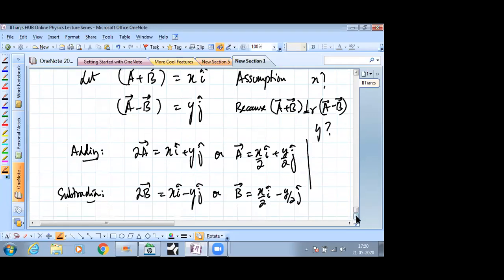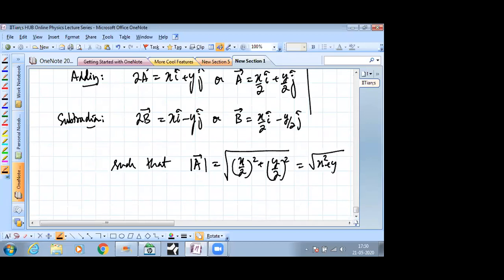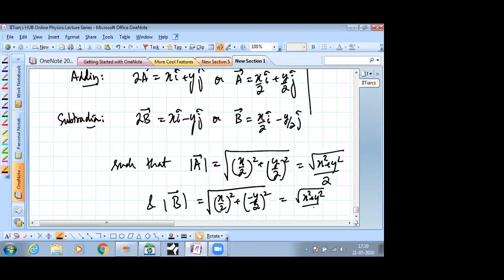Okay. Now you can see the magnitude of A is root of x by 2 whole square plus y by 2 whole square. So that is root of x square plus y square by 2. And mod of B is also the same, because B's components also have the same magnitude. So the fact that this is minus y by 2 doesn't make any difference, because we are talking about the magnitude.